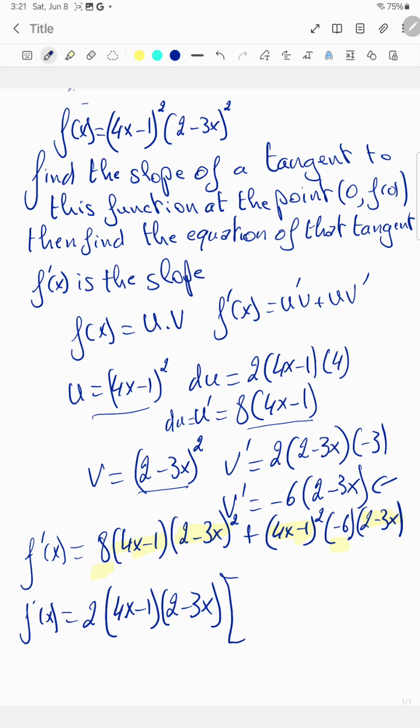and I open my brackets. My 8 becomes 4 because I divided it by this 2. 4x minus 1 is already here. I'm missing 2 minus 3x because I had it to the power of 2. Plus, and then the minus 6, I have the 2 here, so it becomes minus 3. 4x minus 1, I have it once, but I have it to the power of 2 here, so it becomes 4x minus 1. And 2 minus 3x, I already factored it out. So that would be my f prime of x.